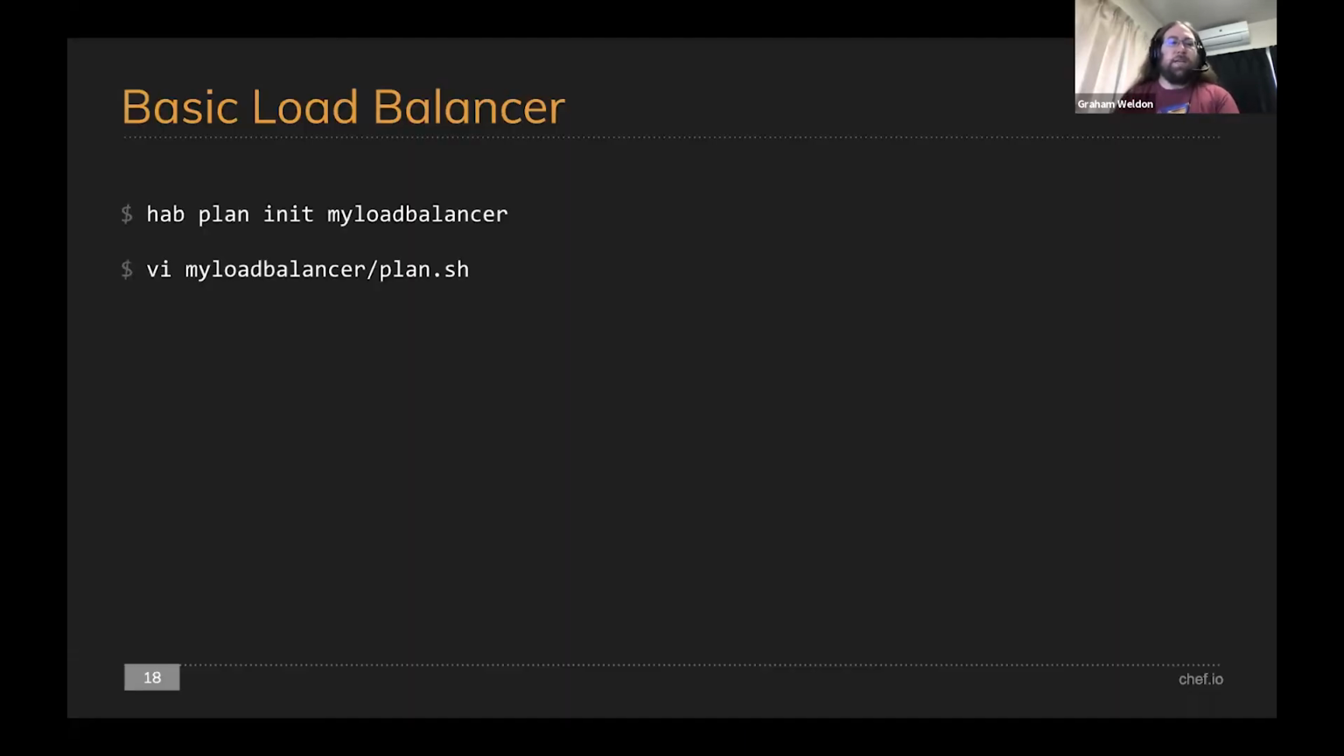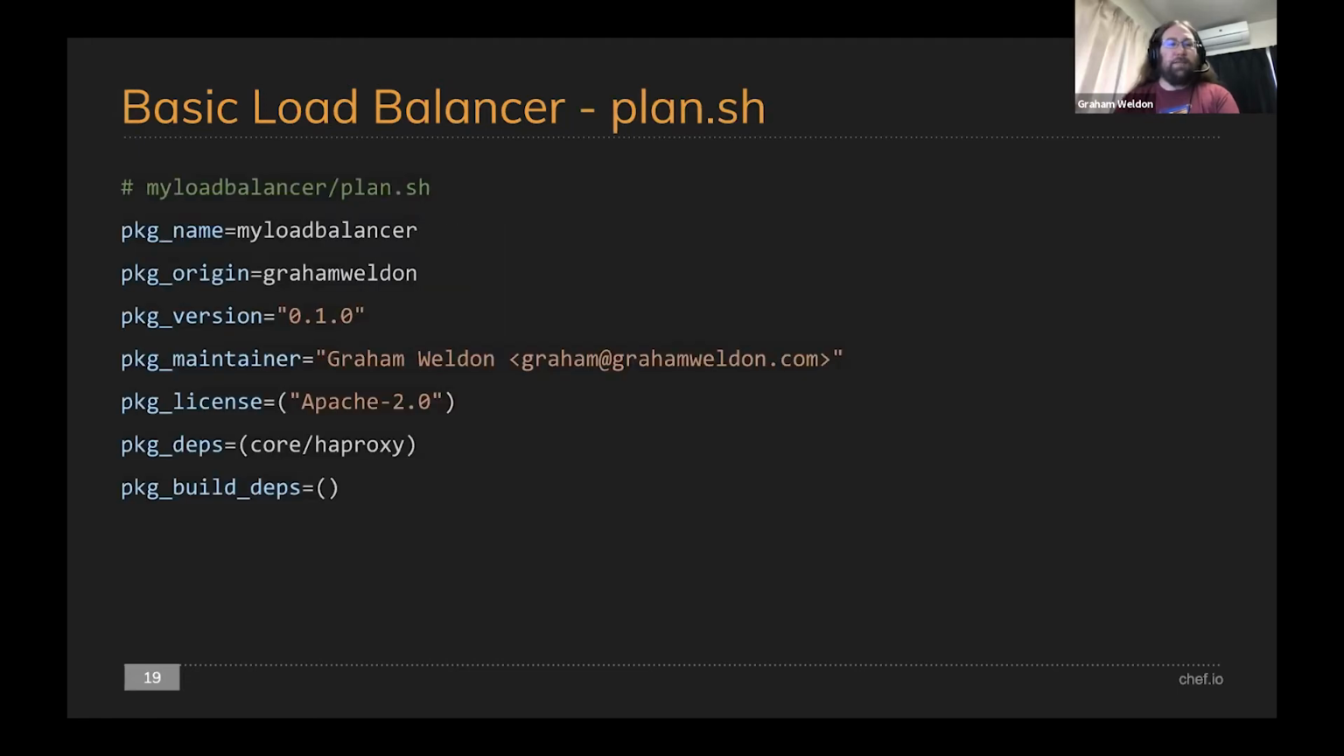In a similar way, hab plan init my load balancer will get you an initial setup for your Habitat plan. Editing the plan.sh file looks very similar to the Caddy web server. The difference here is the package name, my load balancer, and, second line from the bottom, package dependencies core/haproxy. So again, we're not running the core plan directly. We're wrapping it in what's called a wrapper plan or a configuration plan. So we depend on that for runtime, but we don't actually need to rebuild HAProxy.